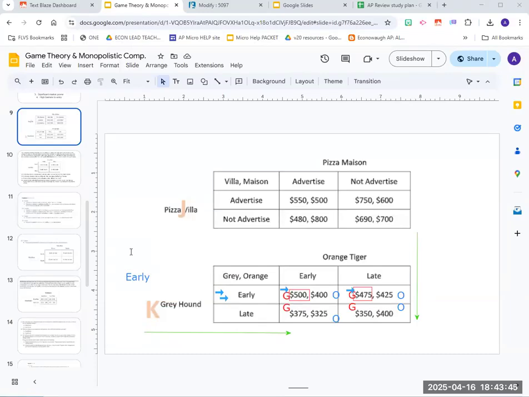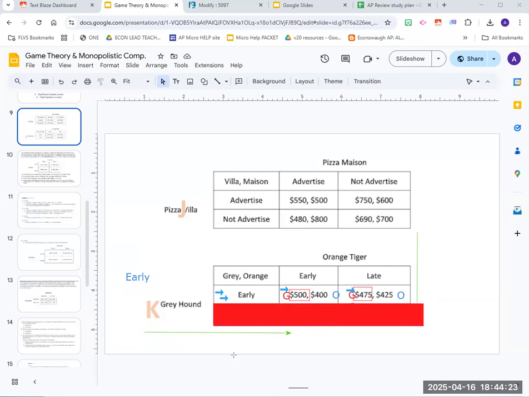Now, when I'm going to look at the Orange Tiger decision and dominant strategy, I'm going to look at the Greyhound scenarios, which are the rows, and I'm going to look at the Orange Tiger decisions in the Greyhound scenarios, which are the rows. So before I looked at the columns, now I'm going to look at the rows because now I'm looking at the Greyhound scenarios. Again, this is another place where people have a tendency to mess up and it screws them up because they go back to looking at the columns again. And you're not looking at the columns, you're looking at the rows.